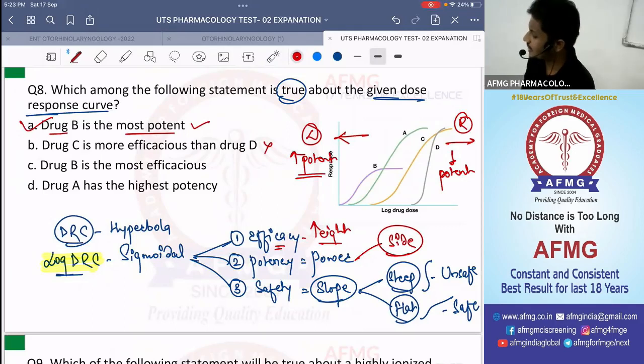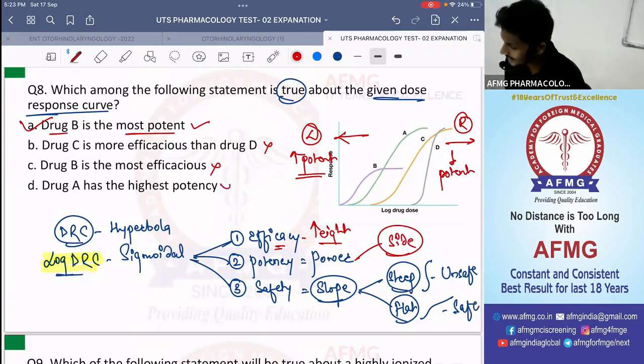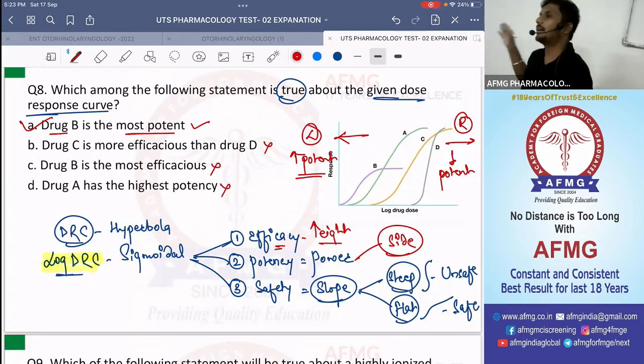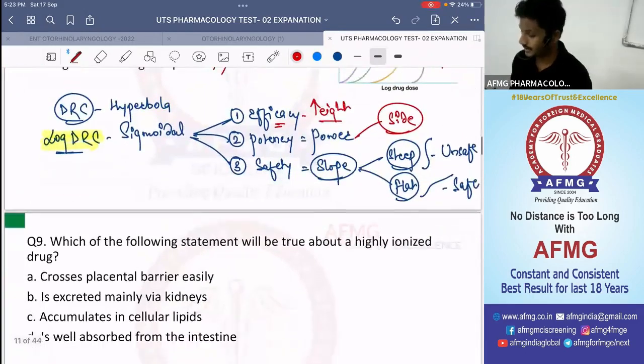Which is the most efficacious drug out of this? Drug A is the most efficacious out of this. Is drug B the most efficacious? No, it has the lowest height. Therefore, drug B is the least efficacious drug. And does drug A have the highest potency? No, drug B has the highest potency, followed by drug A. So here the answer would be option number A. No problem with this. This is important about your log DRC.